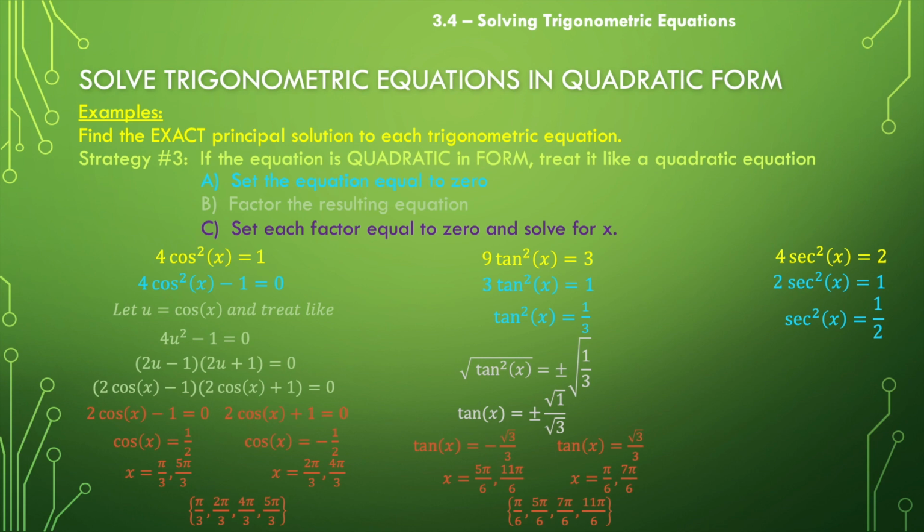Then we would end up with taking the square root of both sides here. So the square root of secant squared of x will equal plus or minus the square root of 1/2. So that would leave us with the secant of x is equal to plus or minus 1 over the square root of 2. And we can separate those, right? So 1 over the square root of 2. So here, when we take the square root of 1, we're just going to get 1. And so we will have the secant of x is equal to positive and negative 1 over the square root of 2.